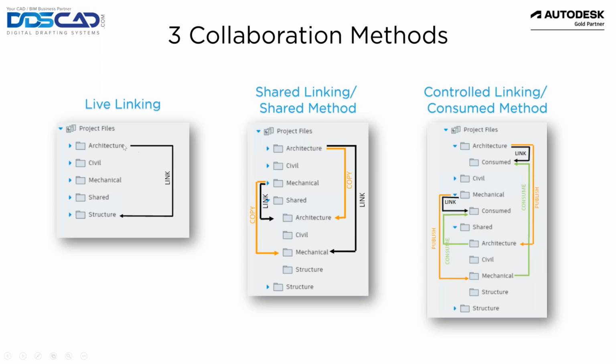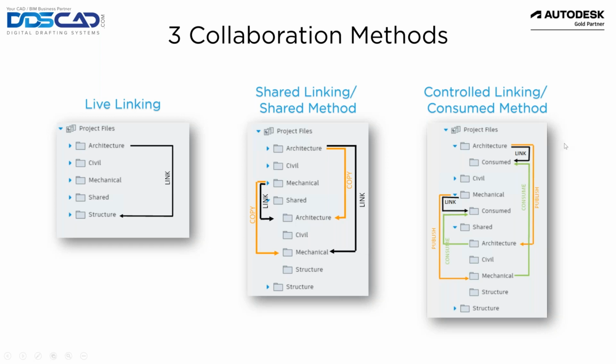So again, live linking, your architecture group will link directly to the working file in the structure folder. For the shared linking or shared method, the architectural is going to share, which is this copy step, into this shared folder architecture. And so the mechanical links to here. And then again, mechanical will share. It'll end up in the mechanical folder in the shared structure. And that's where the architect will link from as well.